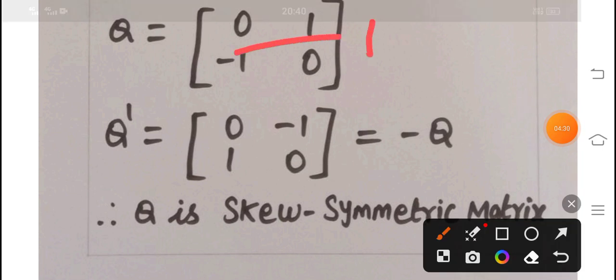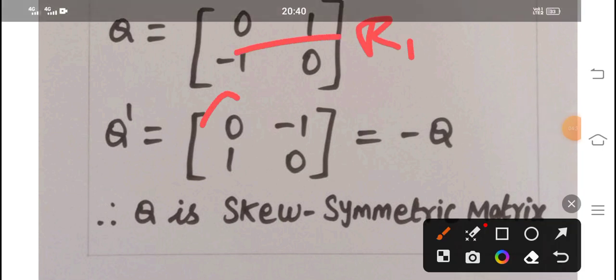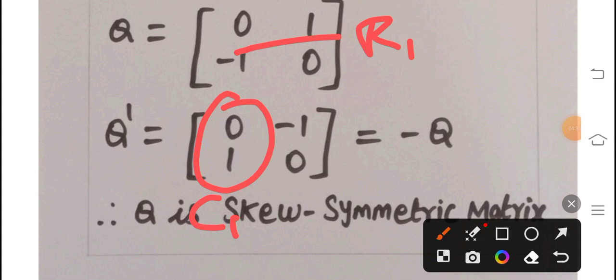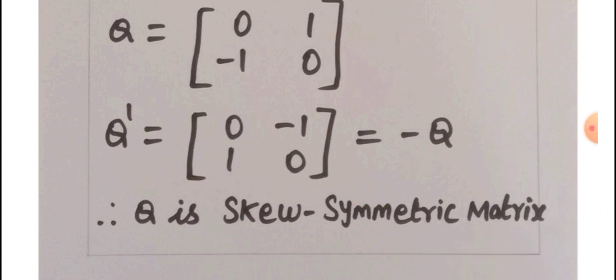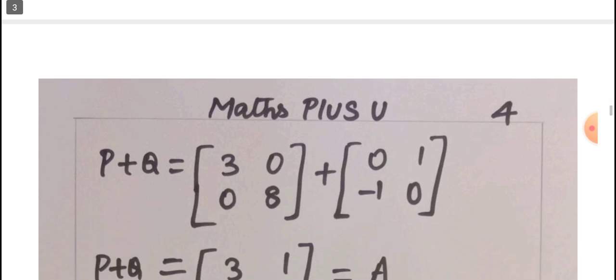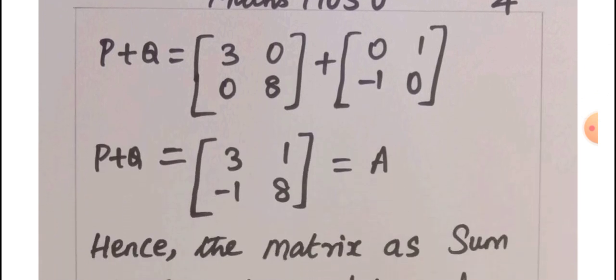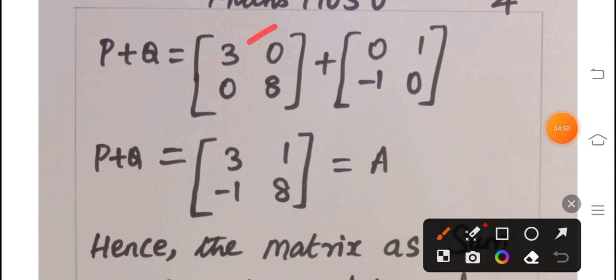So for Q transpose, we want to check whether we are going to get a skew symmetric matrix or not. Yes, R1 we made as C1 and R2 we made as C2. Yes, children, Q transpose we got is negative of Q. So Q is a skew symmetric matrix. Now we want to add P and Q, P plus Q. We are adding the P matrix and the Q matrix.